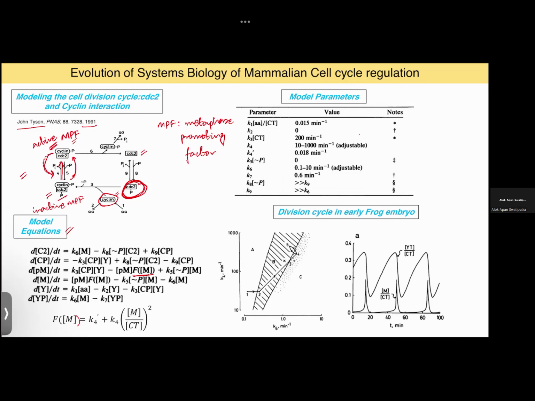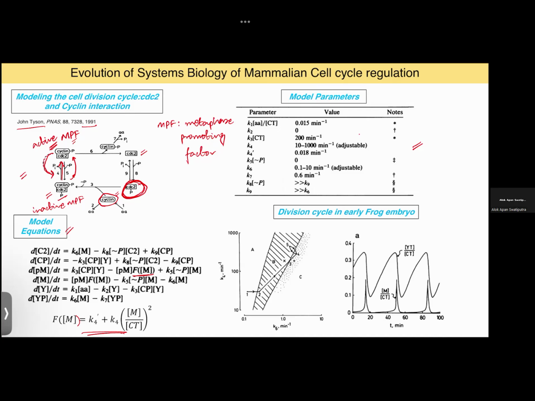Right? So you have this non-linear term. Because we had seen yesterday that whenever you have these auto positive, double positive feedbacks, usually we can model them by some non-linear terms. Certain parameter sets were used. Some were from experiments and others were adjusted accordingly to get the picture.